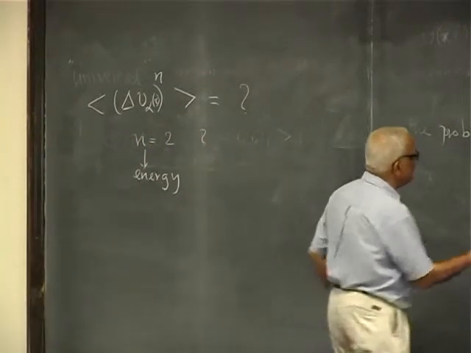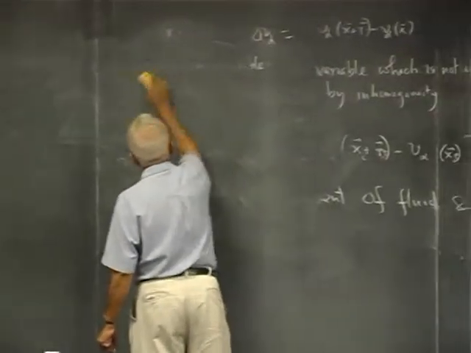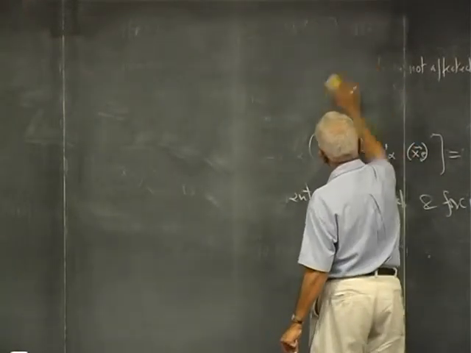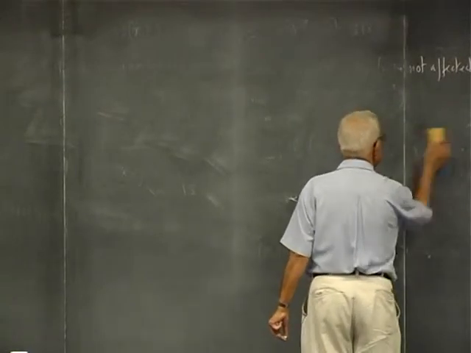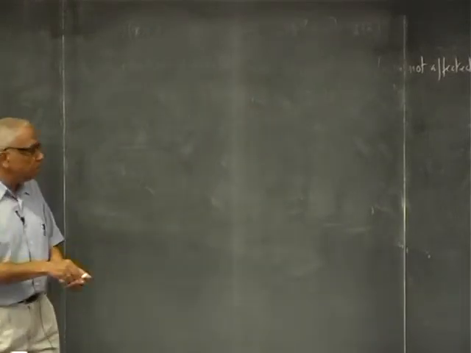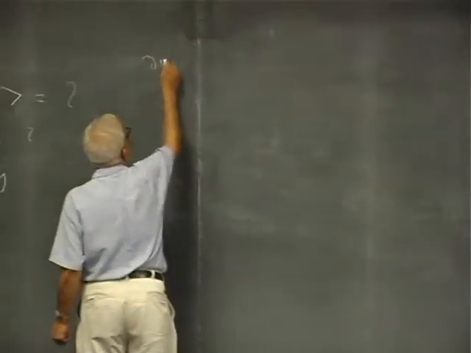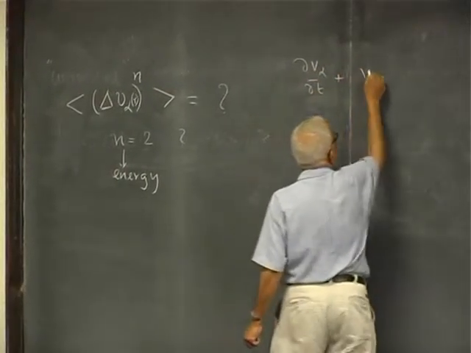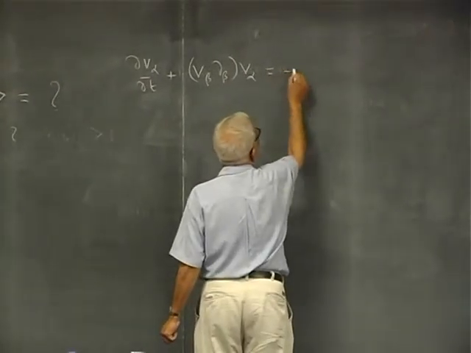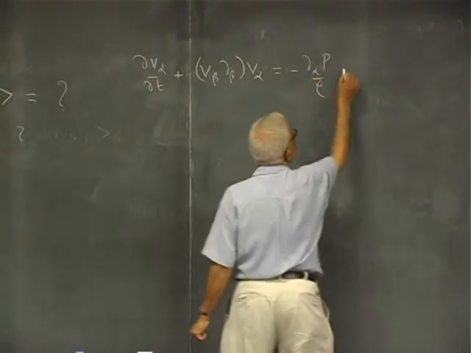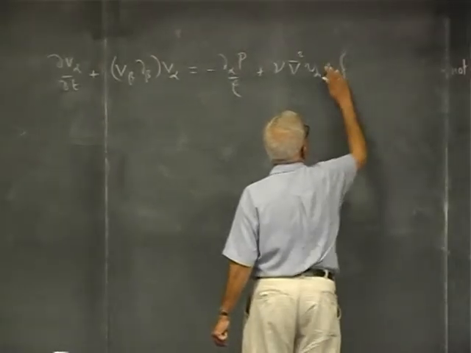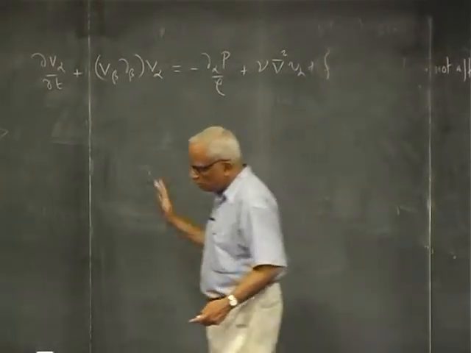All right, but before we get started with a calculation, you would have to answer questions about where this calculation should be done. Let's go back and look at the Navier-Stokes equation. So, del V alpha del T plus V beta del beta V alpha is equal to minus del alpha P over rho plus nu del square V alpha, plus alpha for the time being. So that's where we are.